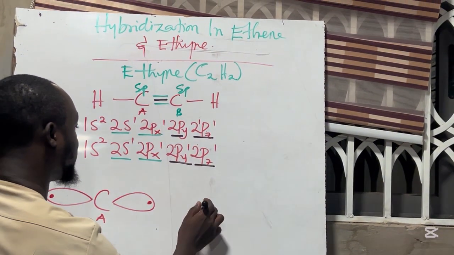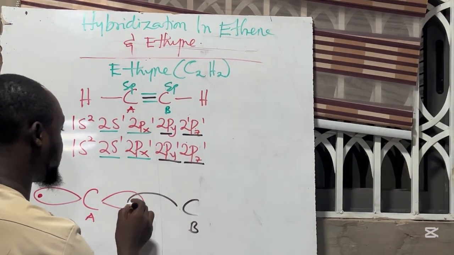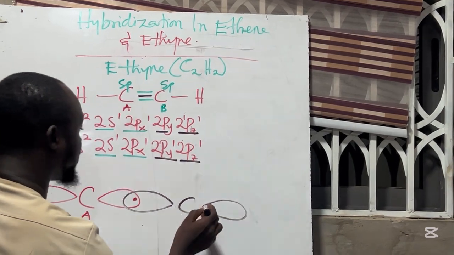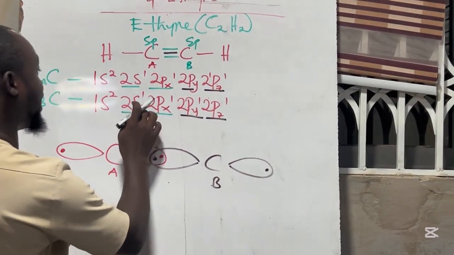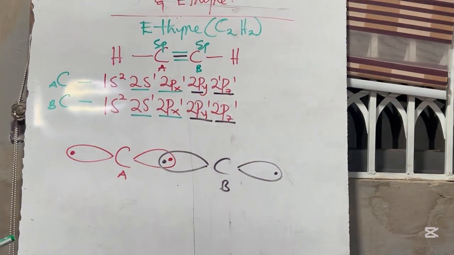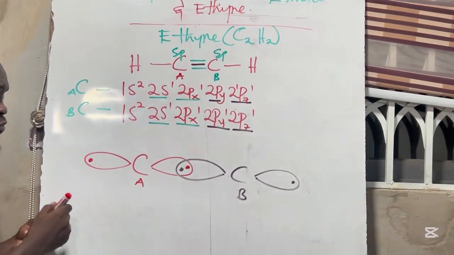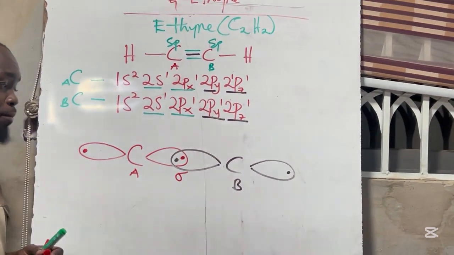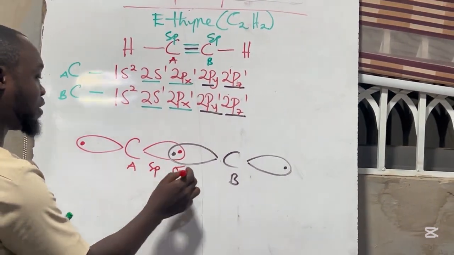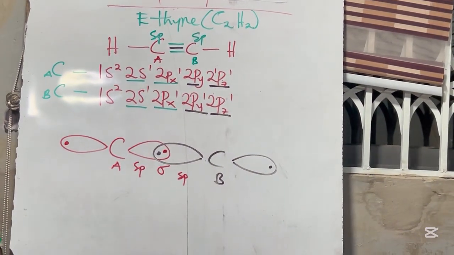So let me draw carbon B here. Carbon B is also sp. So draw the shape of the sp around carbon B, coming in with its electrons in the s and then the px as well. So there is an overlap, a linear overlap here, which corresponds to a bond formation, and that bond is a sigma bond. So we have the sp sigma bond that is formed here.